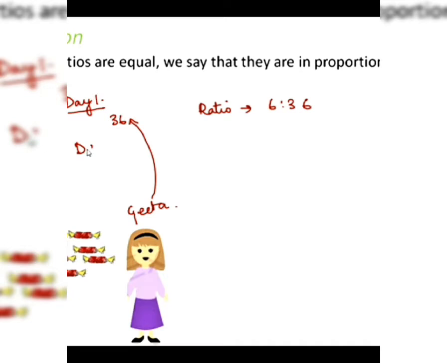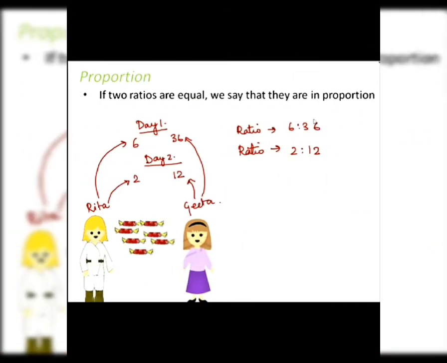Now this is for day 1. Now say on day 2, Rita has 2 trophies and Geeta has 12 trophies. So what is the ratio on day 2? How many trophies does Rita have? 2. Divided by how many trophies Geeta has? 12. So the ratio would be 2:12, right?